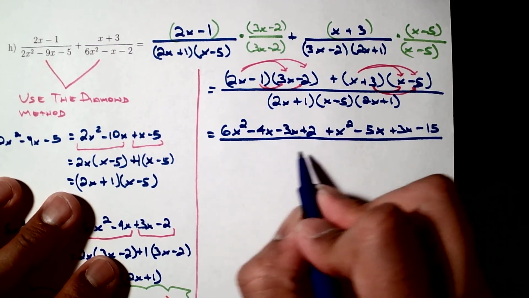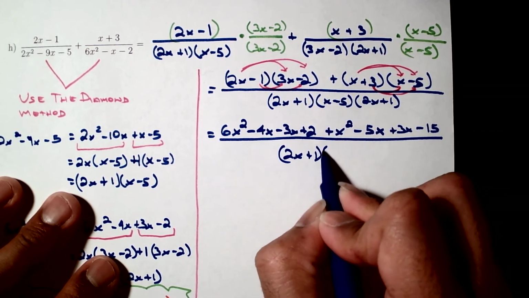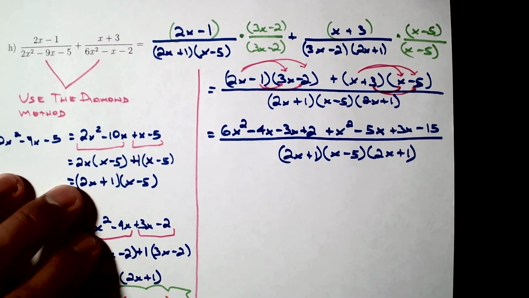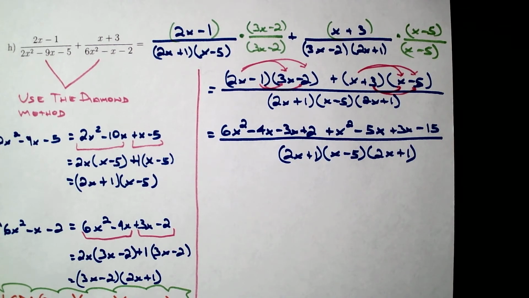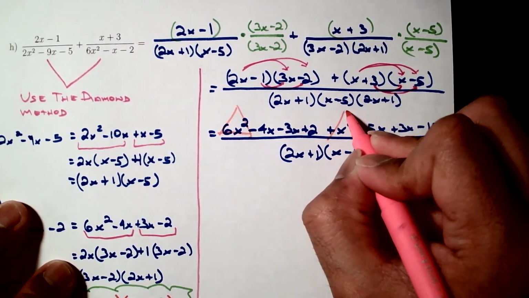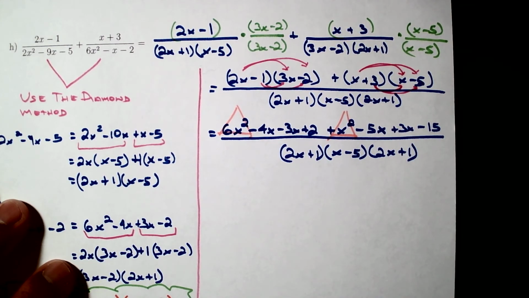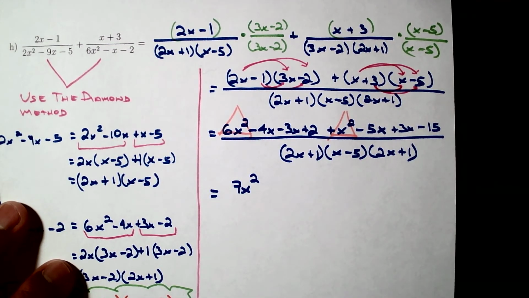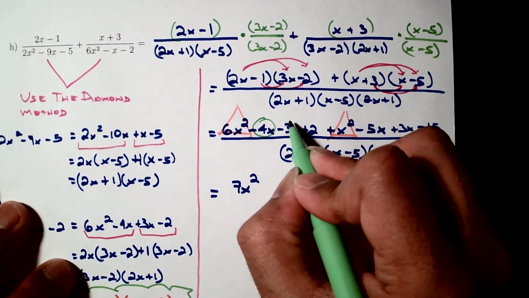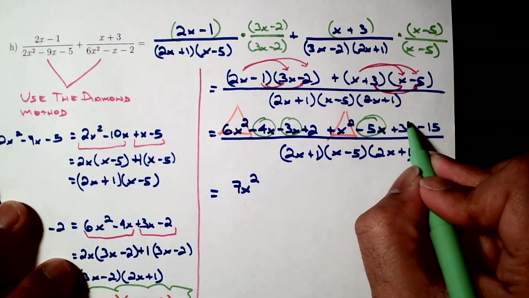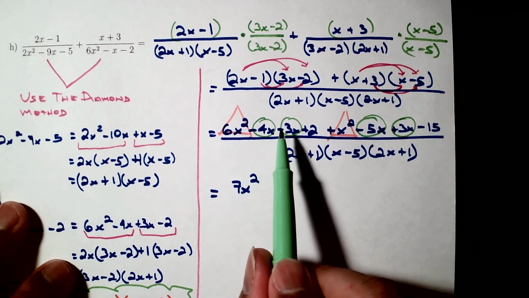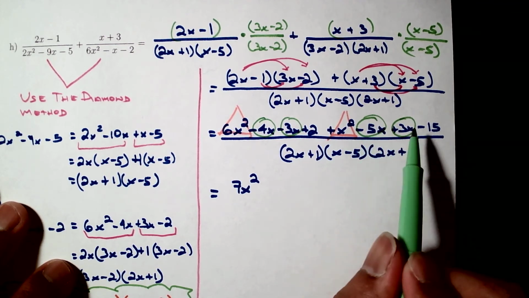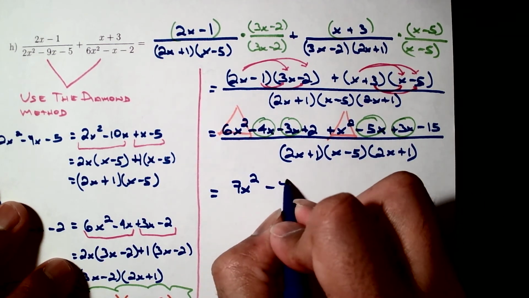Everything divided by the LCD. 2x plus 1, x minus 5, 2x plus 1. Alright, so this is what we're going to do here. Let's combine like terms. So I'm going to combine the square terms. So this will be 6x squared plus x squared. That's a total of 7x squared. And then over here, negative 4x minus 3x minus 5x plus 3x. That's going to be, okay, negative 4 minus 3, that's negative 7. And then negative 7 minus 5, that's a negative 12. And finally, negative 12 plus 3, that's minus 9x.